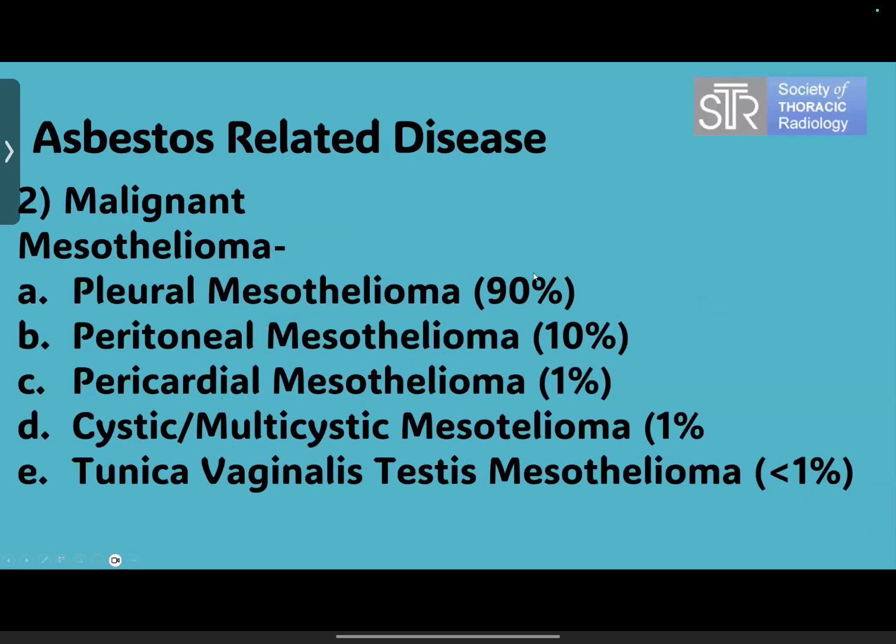So in mesothelioma, we'll see pleural mesothelioma, which is 90%. Much less common is peritoneal mesothelioma, which does occur. Pericardial mesothelioma, which we see very infrequently, and cystic and multicystic mesothelioma, and tunica vaginalis testis mesothelioma, which I've never seen but is in the literature.